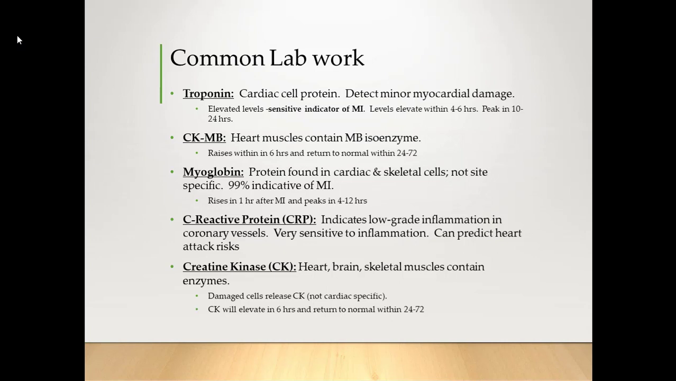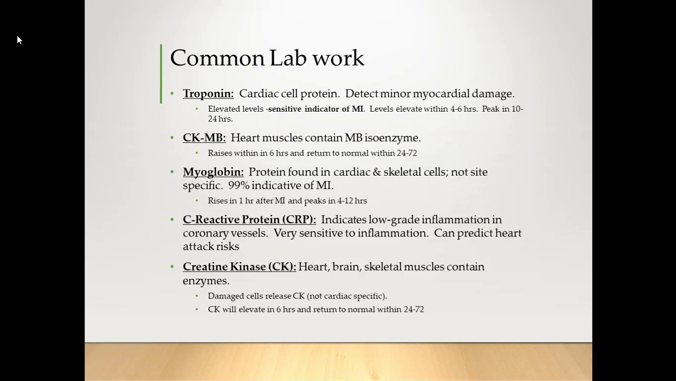CKMB is, well, let's move down to the CK, the creatine kinase. Anytime there's heart, brain, or skeletal muscle damage, the CK is going to be elevated. It's not cardiac specific, it's just the heart, brain, or skeletal muscles. Because when there's damage, those enzymes are going to be released, the creatine kinase. A CKMB is specific to heart muscle because the heart muscle contains this MB isoenzyme.